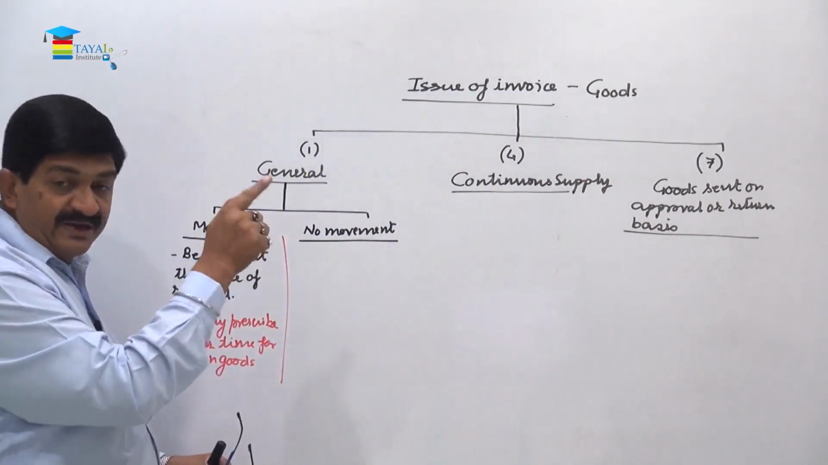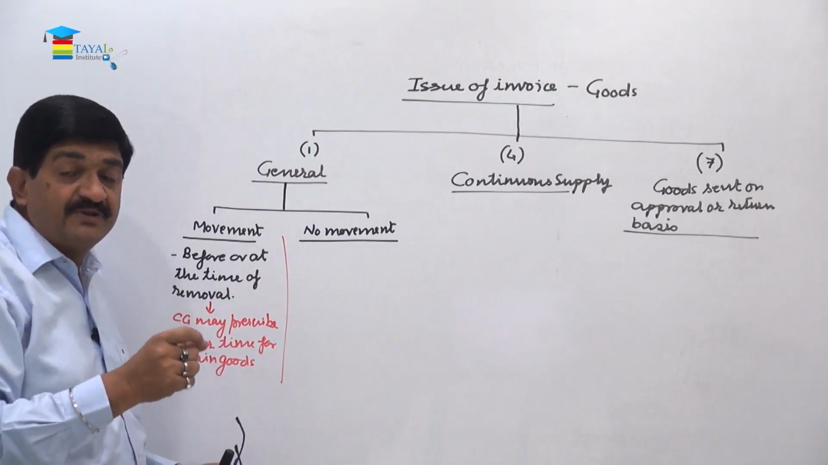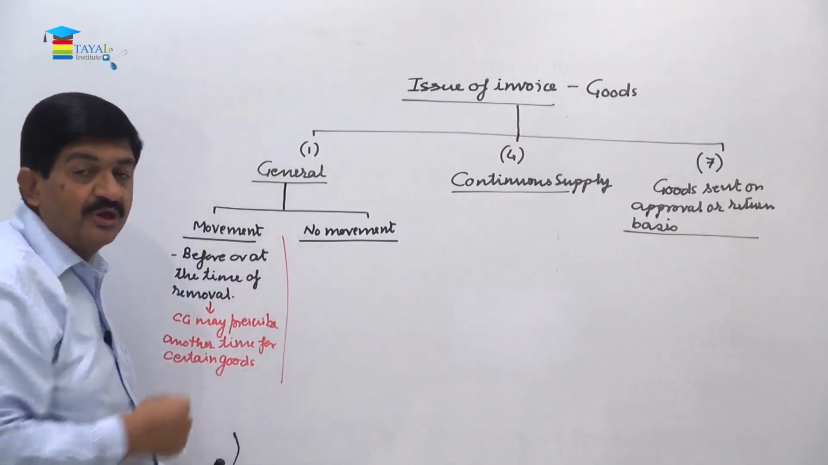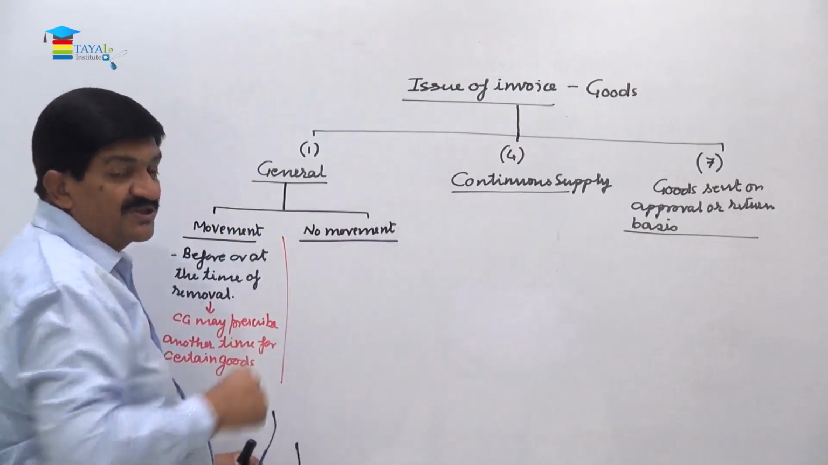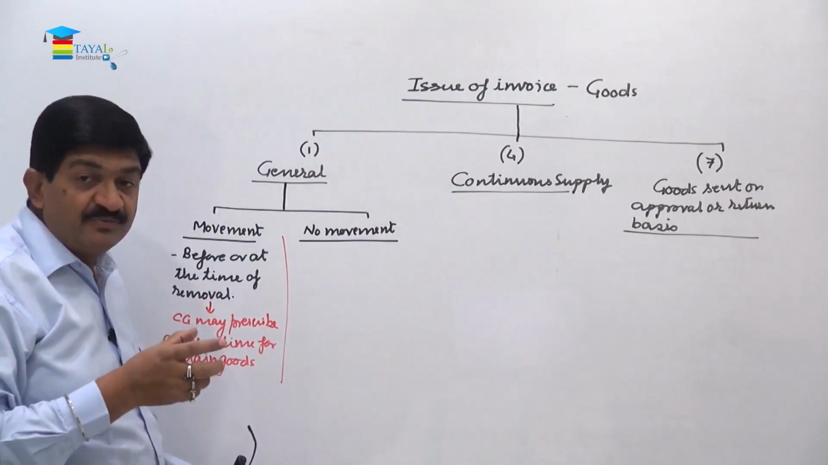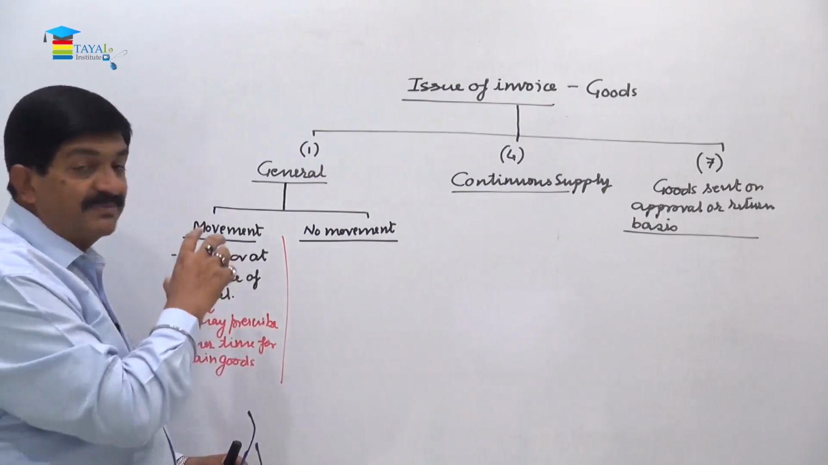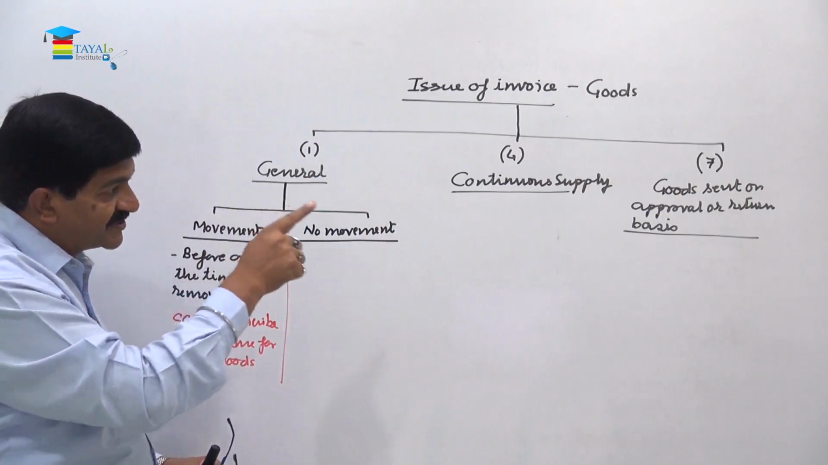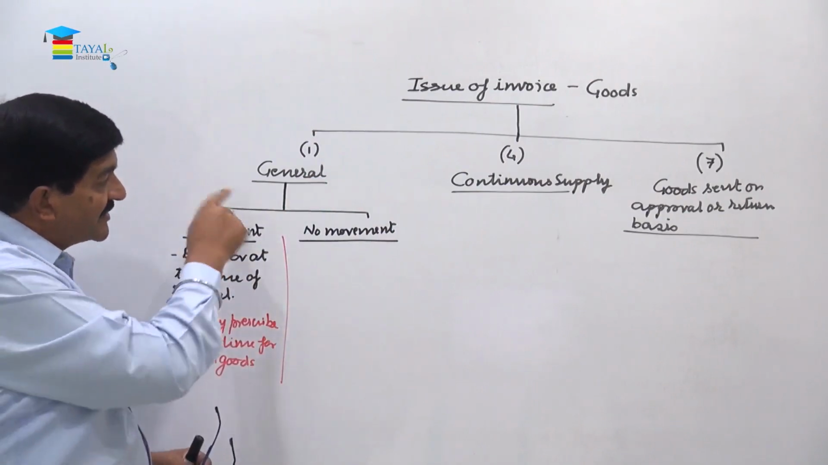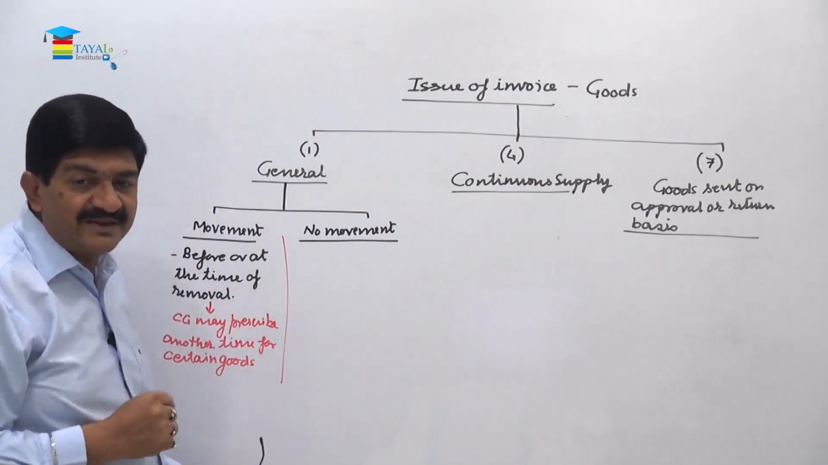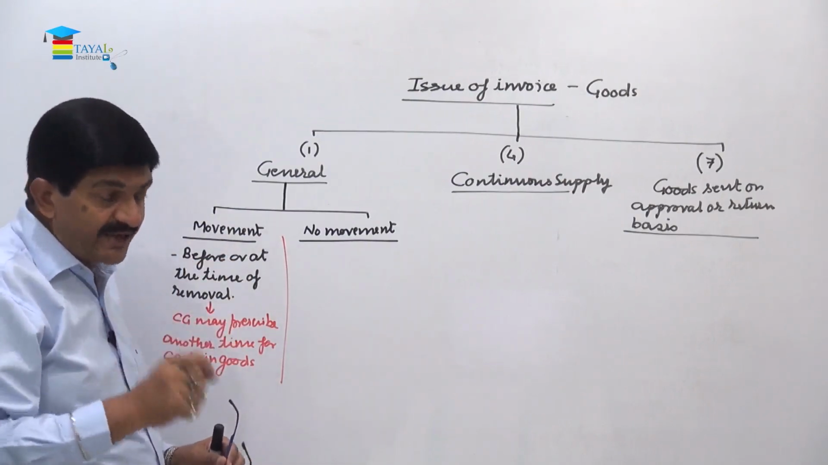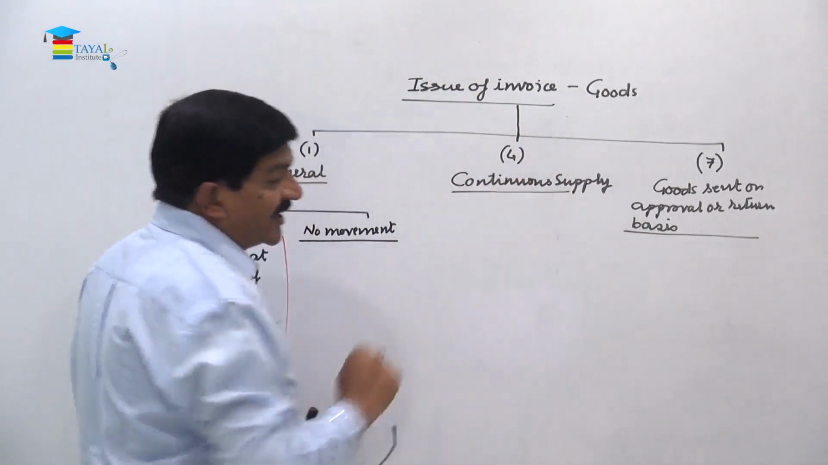Right. So when we read subsection 7, it begins with "notwithstanding anything contained in subsection 1", because this is talking about the time of issuing the invoice here. So subsection 7 will have overriding effect over subsection 1. If the goods are being removed on approval or return basis, then subsection 7 is applicable, and if it is a supply in general, then subsection 1 is applicable. Right. So these are contradictory, but the fact is subsection 7 is having overriding effect.